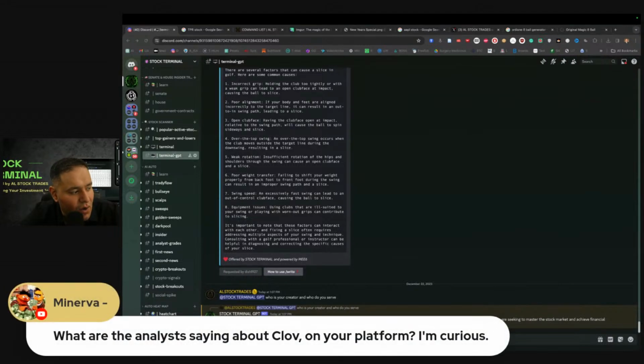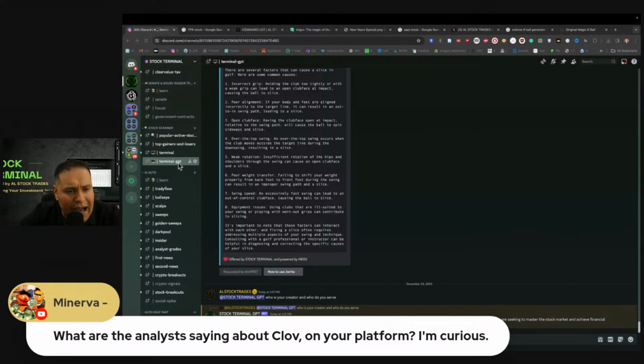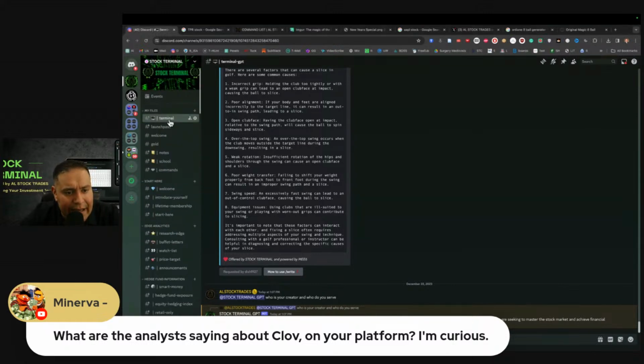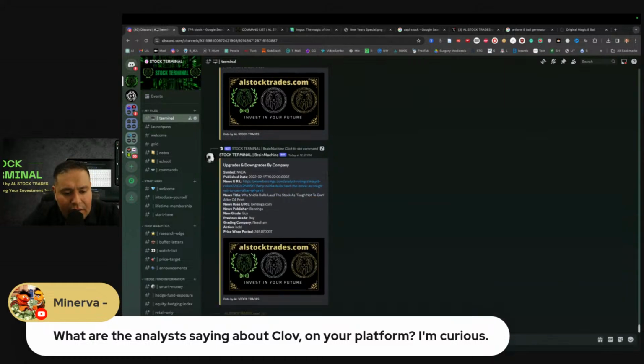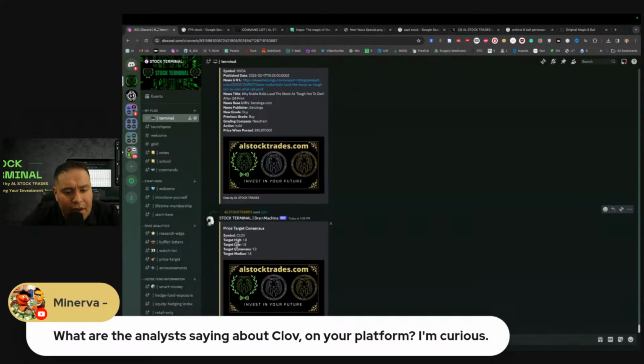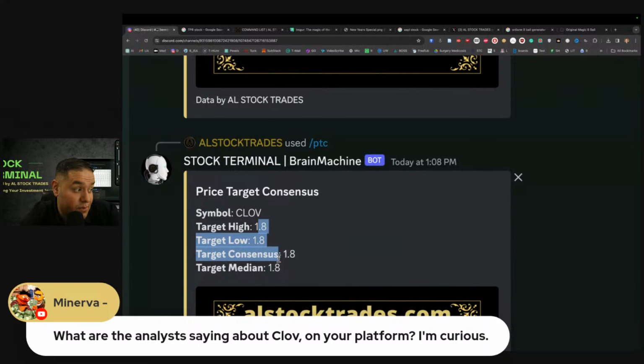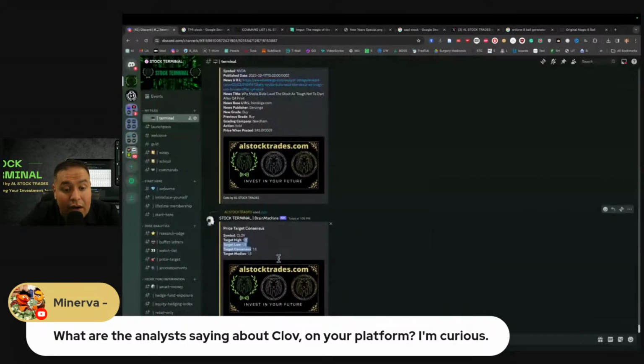Let's see what the analysts are saying about Clove on your platform. I'm curious. Well, come join and see. But just for fun, I think Clover doesn't have too many analysts. If you look at the price target consensus for Clove, we're getting $1.80, which is pretty damn good from the price now. But again, as they become free cash flow positive, I expect them to increase.